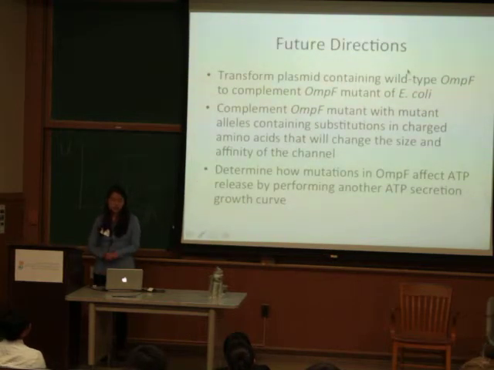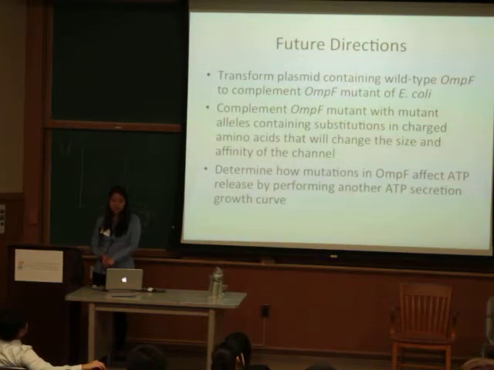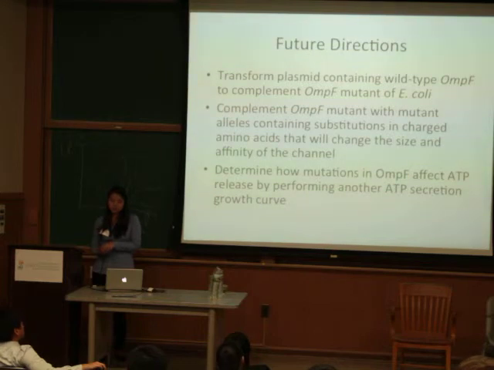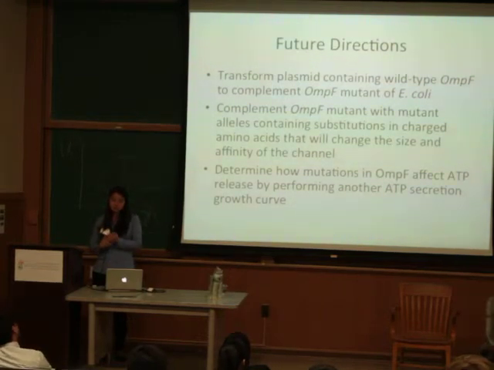So future directions. For right now, I'm still working on transforming the plasmid containing the wild type ONBEF gene to complement the ONBEF mutant in E. coli. So once I can confirm that the gene is in the correct orientation, we can complement the mutant with the wild type and see if it would restore the phenotype. If it does, then, like I mentioned, it would imply that ONBEF is important in ATP release.